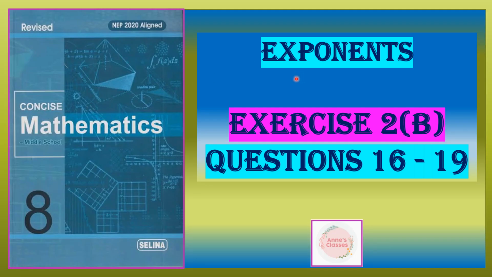You're doing exponents, exercise 2b, questions 16 to 19. These are the questions that have been added in the new book. All the other questions except for question 1 MCQs, all the other questions are the same as the old book, and it is there in an earlier video that I've made. So today we're going to be doing questions 16 to 19.